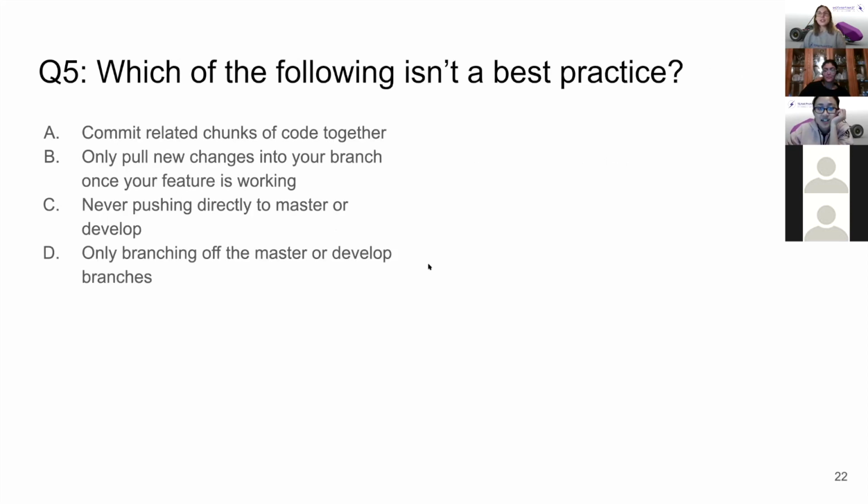And now the last question of the quiz. Which of the following isn't a best practice? Commit related chunks of code together. Only pull new changes into your branch once your feature is working. Never push directly to master or develop. And only branch off the master or develop branches.